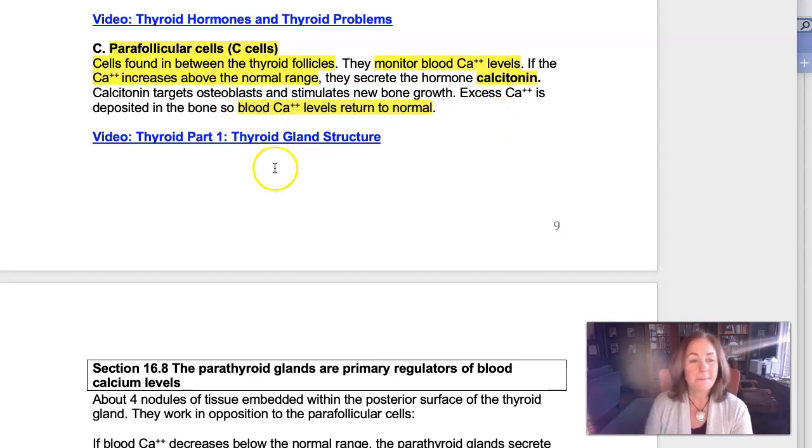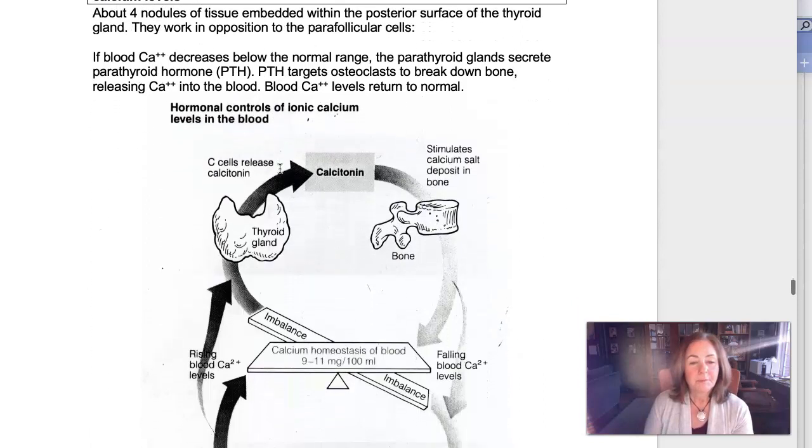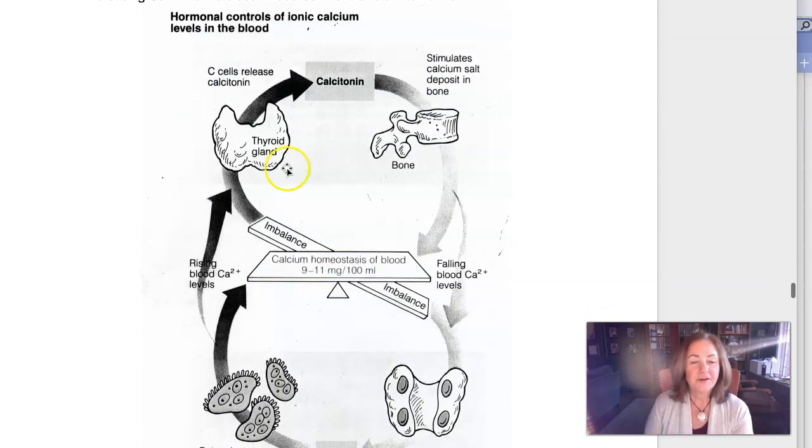And so I gave us a picture, and let's just look at this picture for a minute, see if this makes sense. So here they're using this teeter-totter analogy. They're saying that calcium homeostasis of the blood is between 9 and 11 milligrams per 100 mils of blood. So there's a normal range, and if calcium level goes above that, or if it goes below that, which we'll talk about next, we're going to take action to correct it. And the action that we take is secretion of a hormone.